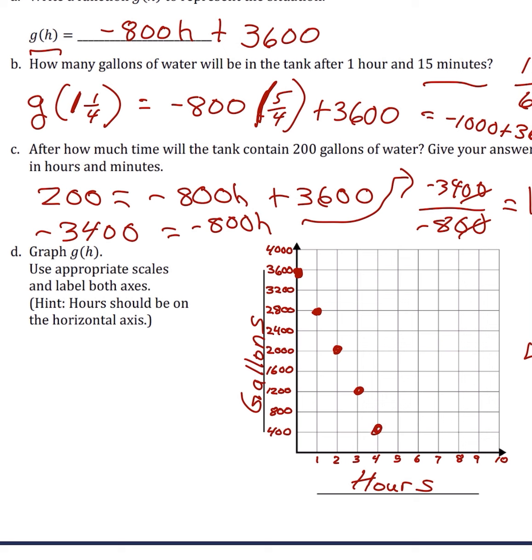Now, because we lose 800 gallons every hour, the time that we get to zero is when we're halfway between 4 hours and 5 hours. So I'm going to put our last point right there. And the graph is simply going to be the line that we can draw all the way through these points. And that line represents the amount of water in the tank at a given number of hours.